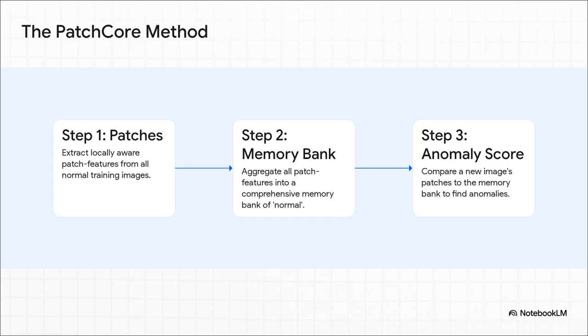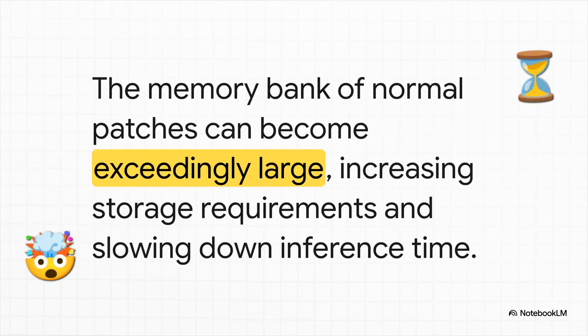Then, for step 2, it analyzes all the patches from all the perfect items and stores their key features in that massive database, our library of perfection. Finally, when a new item comes along for inspection, it does the same thing, breaks it into patches, and then for each patch, it asks a really simple question. Hey, have I seen anything that looks like this in my perfect library? If the answer is a big nope, bam, it's flagged as a defect. Simple as that.